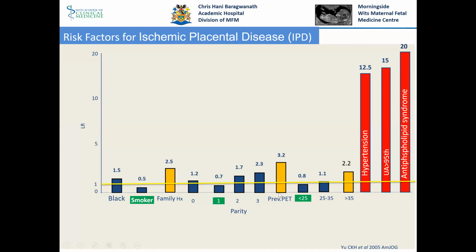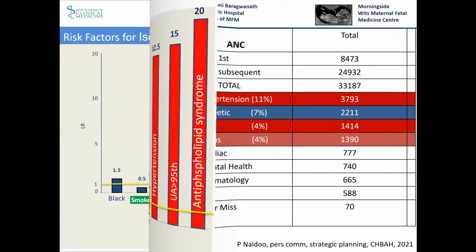previous preeclampsia in a previous pregnancy, advanced maternal age, and of course, youth is a good thing on the side of the mother. Funnily enough, a bit of smoking seems to be beneficial in terms of preeclampsia, although obviously smoking, as you know, has so many other adverse effects. So we wouldn't really promote smoking to prevent placenta ischemic disease.